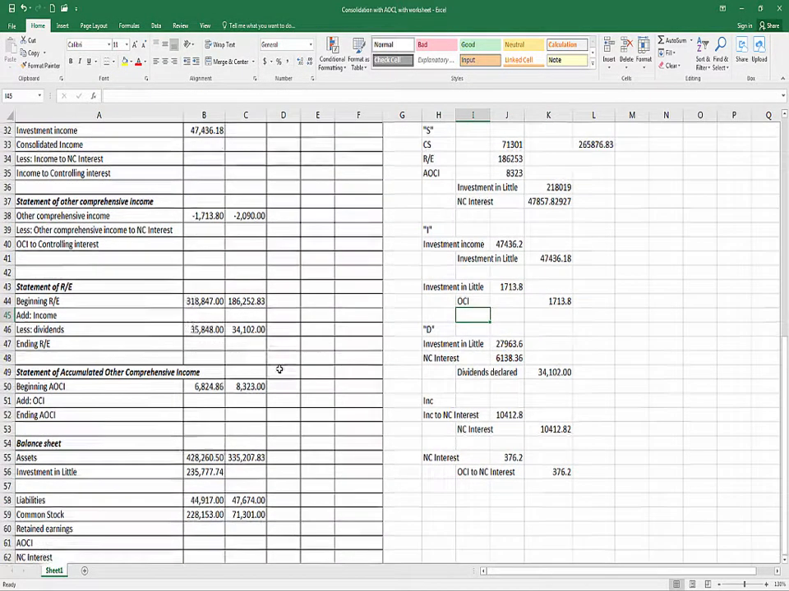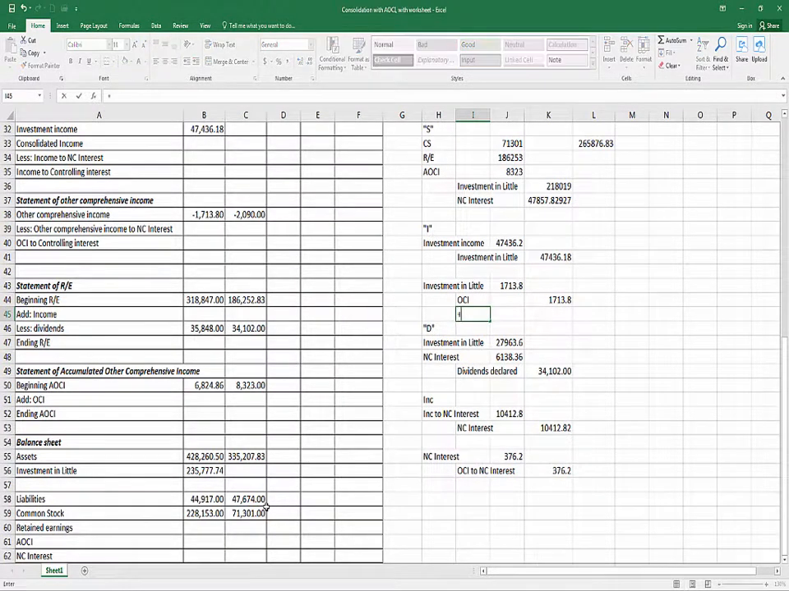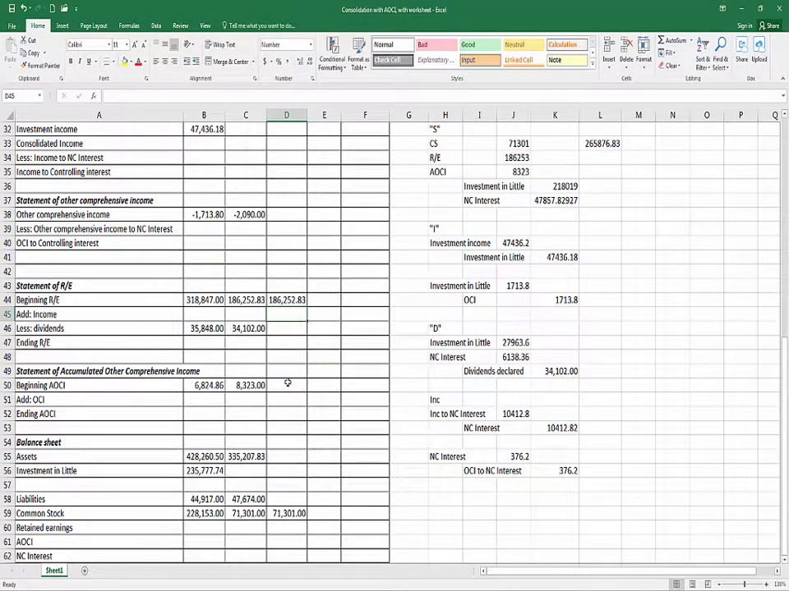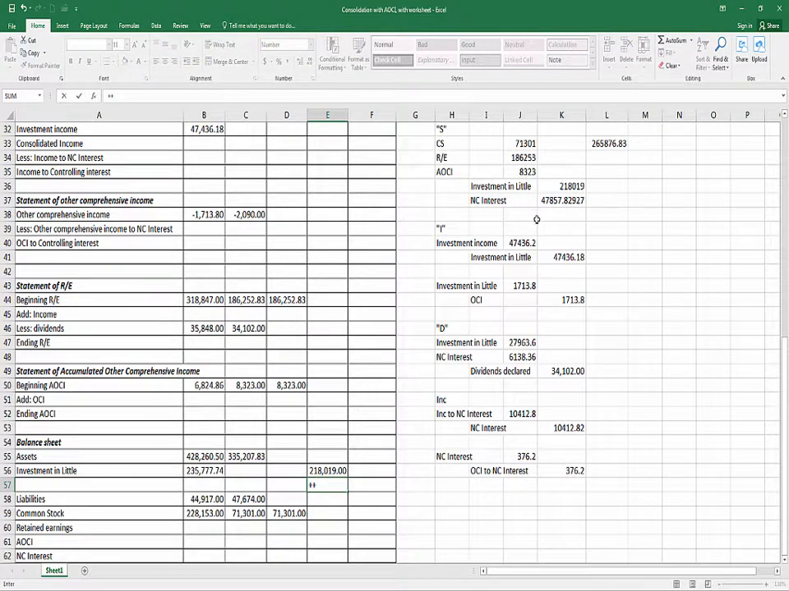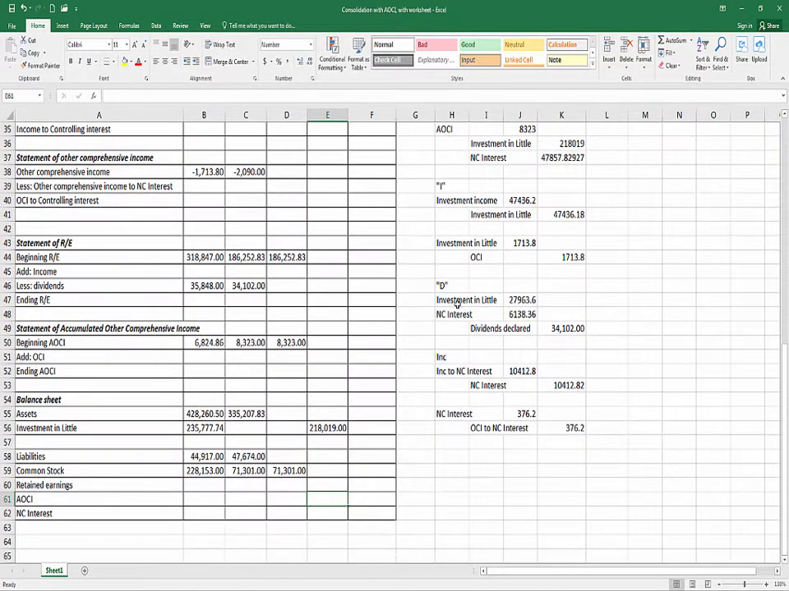Just going down the list, we're going to go ahead and post a debit to common stock. We'll post a debit to beginning retained earnings, and we'll post a debit to beginning AOCI. We'll go ahead and credit the investment in little, and we'll credit the non-controlling interest.